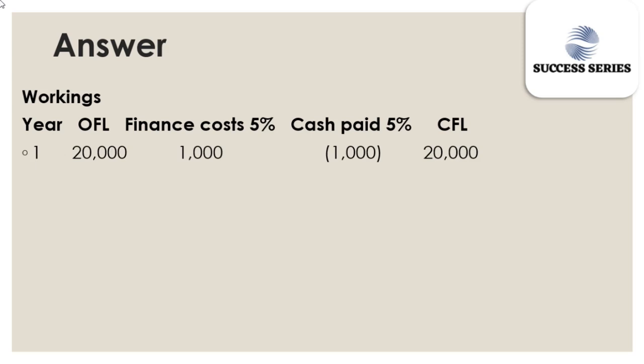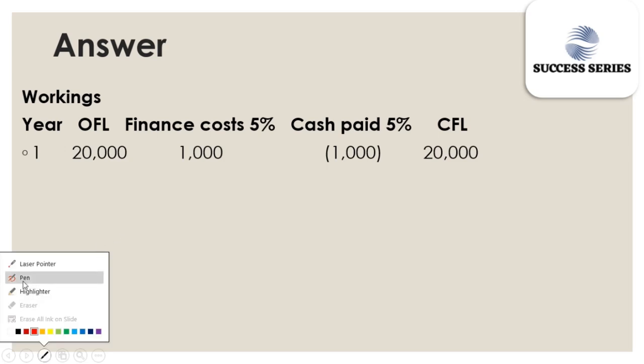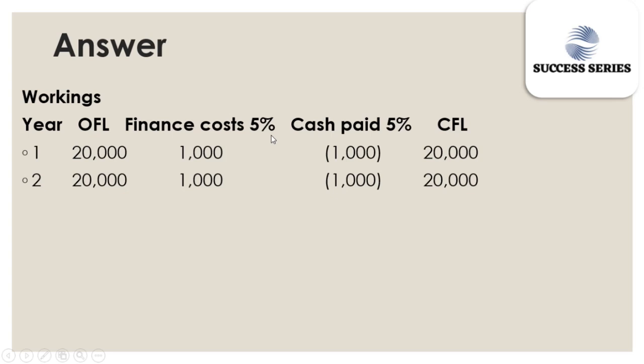Year one, the opening financial liability, the opening balance of our instrument, the initial value, was 20,000. We need to calculate 5% of this amount, so we calculate 5% on the 20,000. And then the coupon amount was 5%. We calculate 5% on the nominal value.